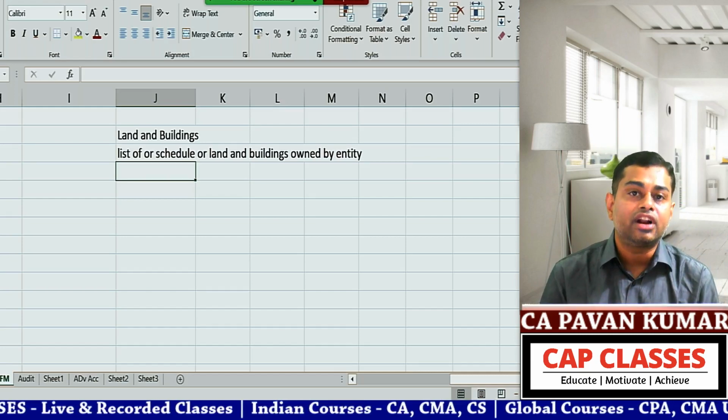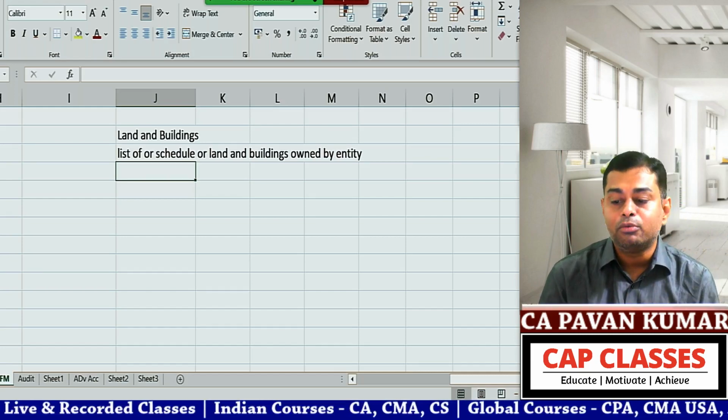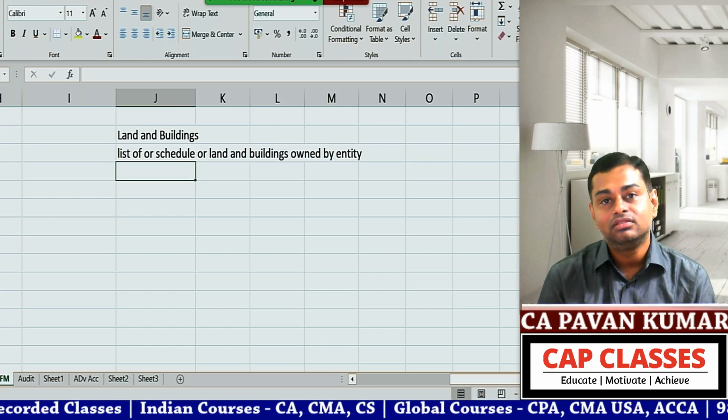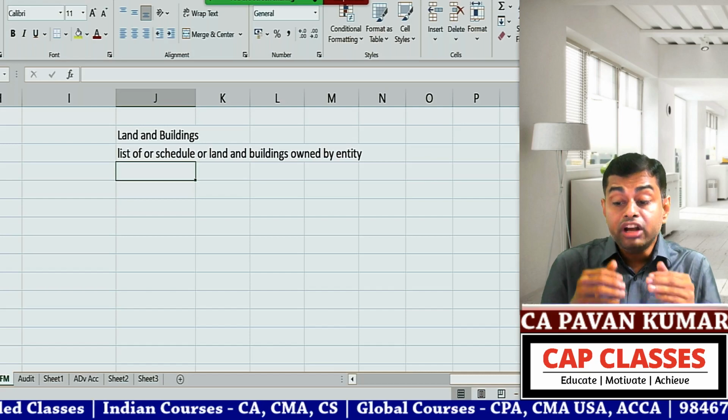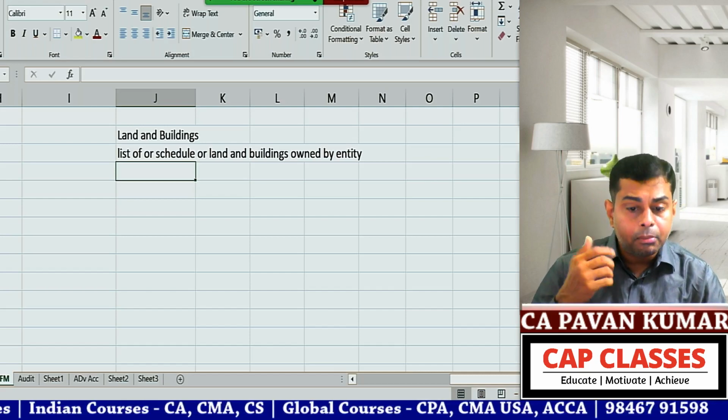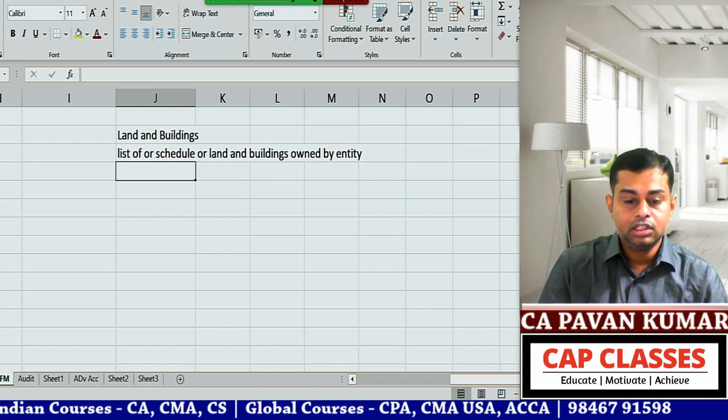You are conducting the audit of Reliance. Half of India belongs to them only, no? You are conducting the audit of ITC. How many godowns do they have? So you need to obtain a list. First, obtain a list. This is point number 1. Point number 2, tell me.